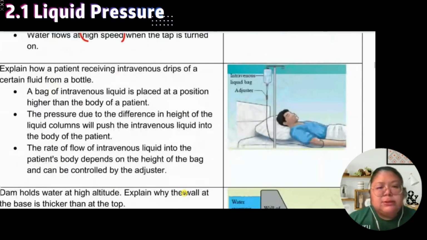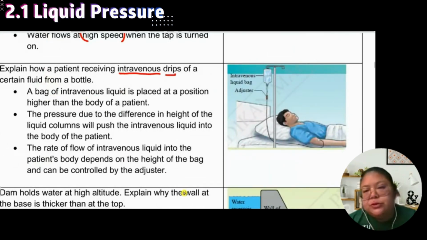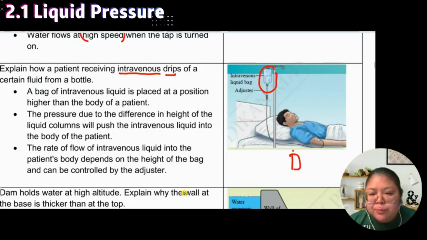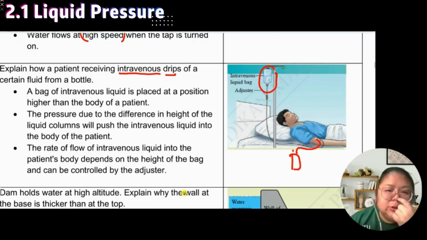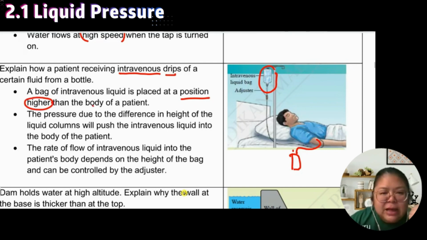Okay, the second one is the patient. They're receiving the intravenous drip. Normally you put it at the top, is it? Don't tell me yet. Put at the bottom? If you put it at the bottom, that means later your blood comes in. So from here, this intravenous drip must be put at a higher level than the patient. The bag for the intravenous liquid is placed at that position. So you must say higher than the patient.